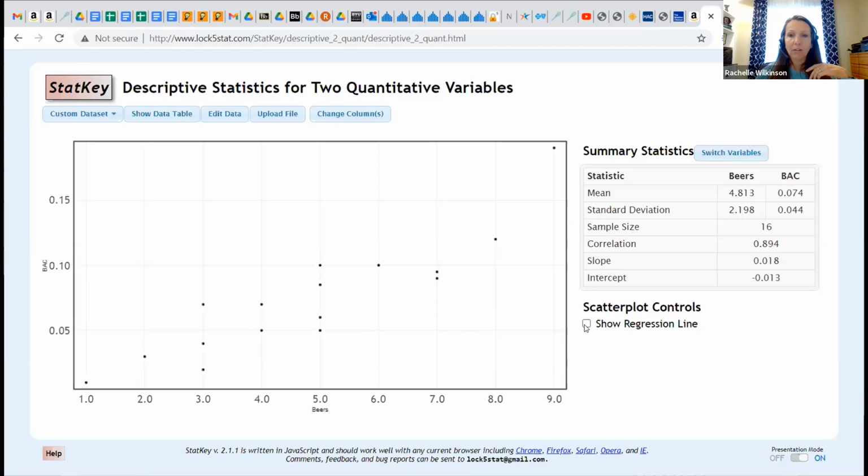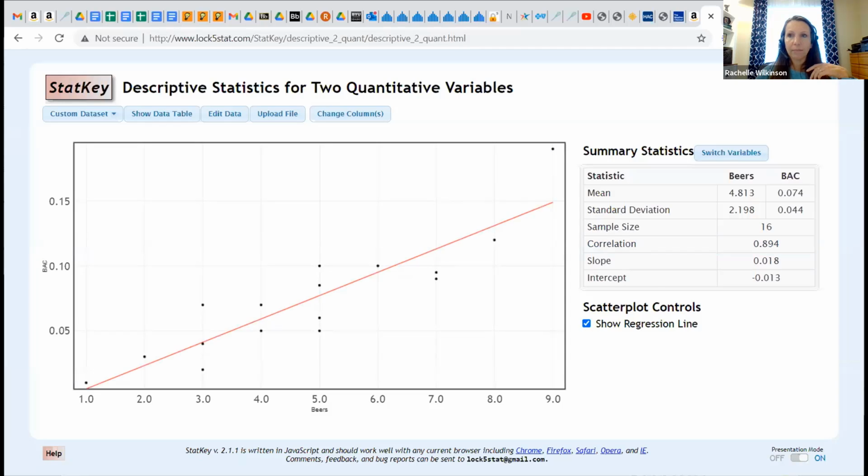There's a little toggle here where you can turn on and off the regression line. And then over here in this side box, it gives you all the information that you could ever want about this. It gives you the correlation, 0.894, and it gives you the slope and the intercept. So you could use this information to construct your line.